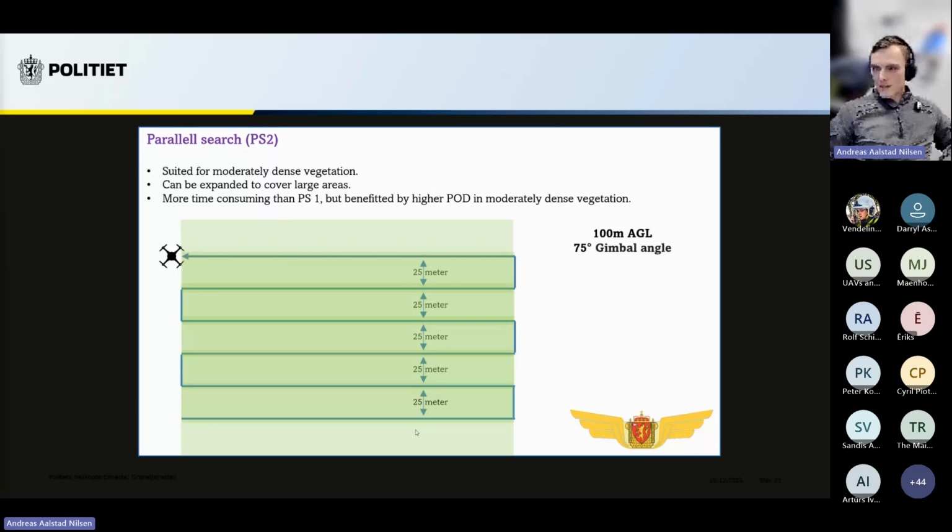And all of these techniques are again performed by using the 75-degree gimbal angle and at least as a starting point 100 meters AGL.